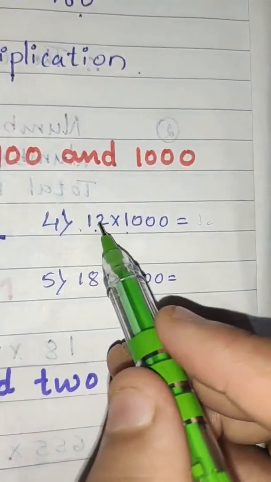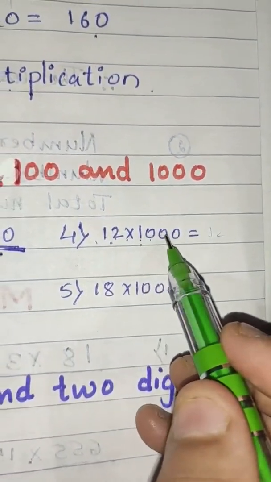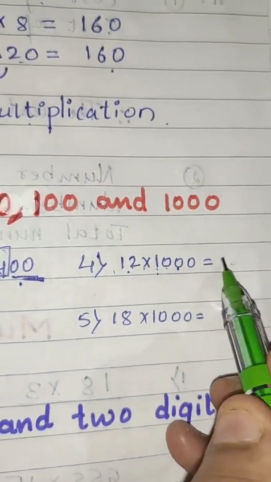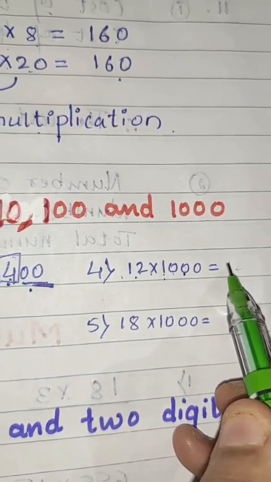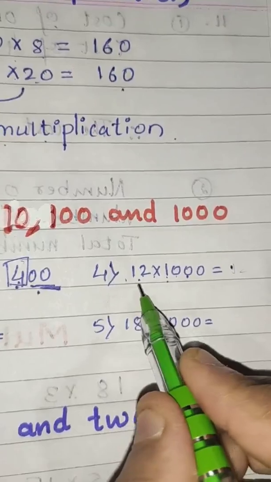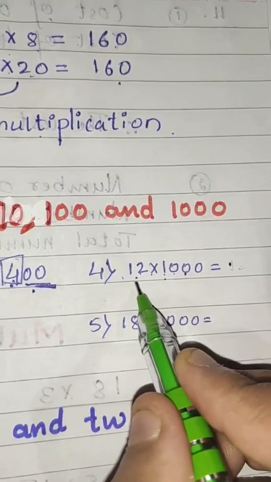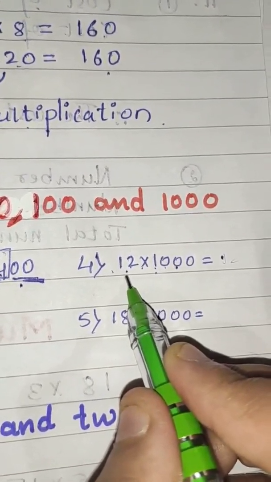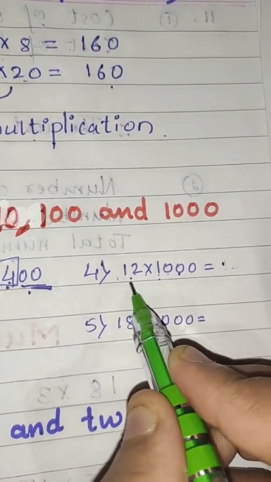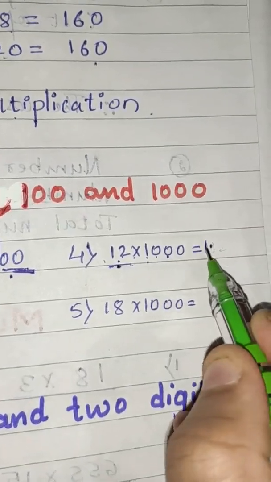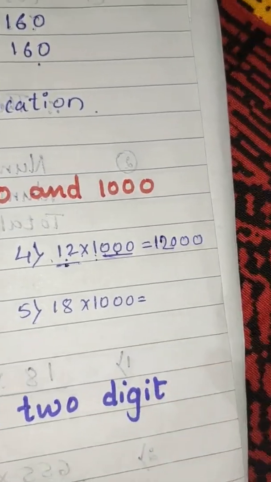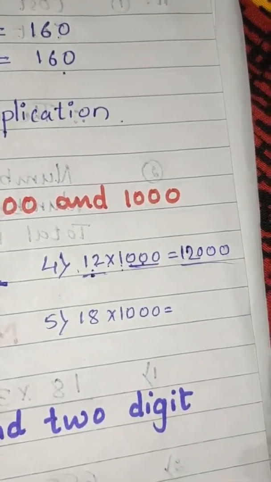Here you can see 12 into 1000. So now you tell me, what is the answer here? When a number is multiplied by 1000, the product is obtained by placing 3 zeros to the right of the multiplicand. This is the multiplicand 12 and these 3 zeros: 1, 2, 3. So this is the answer. Understood?